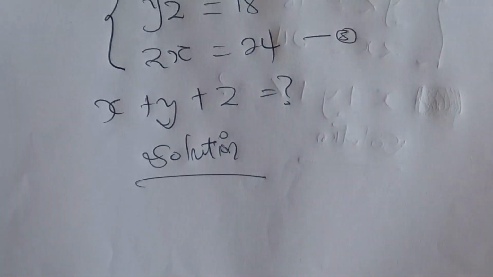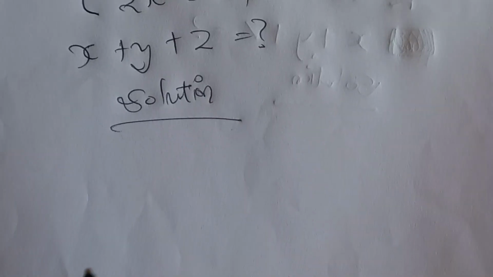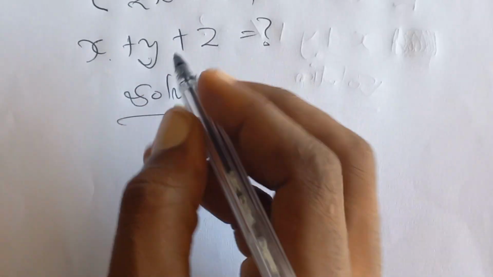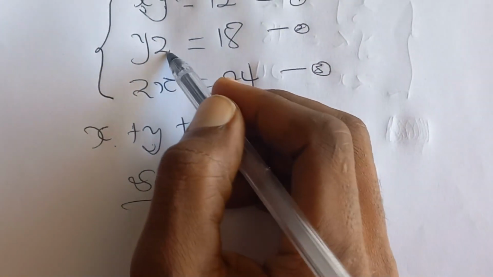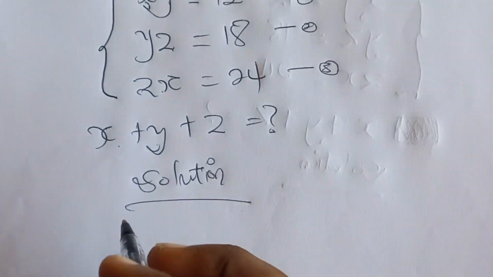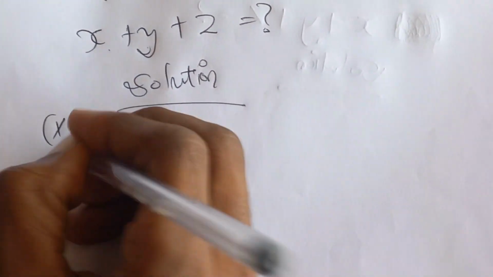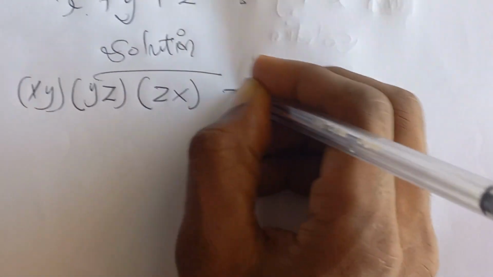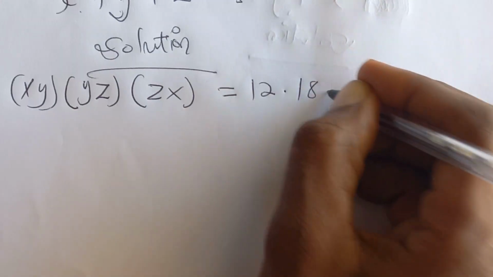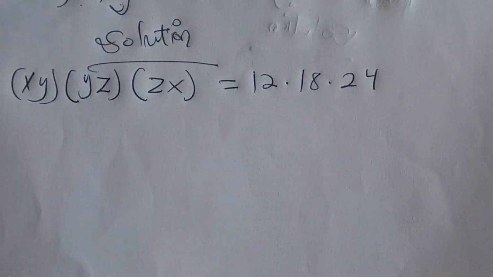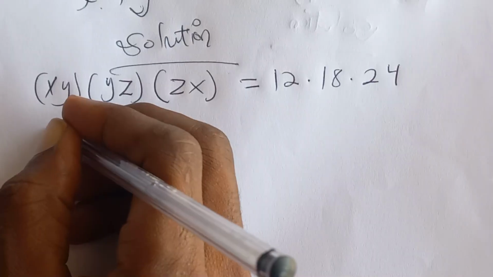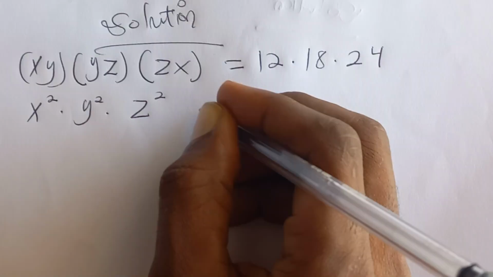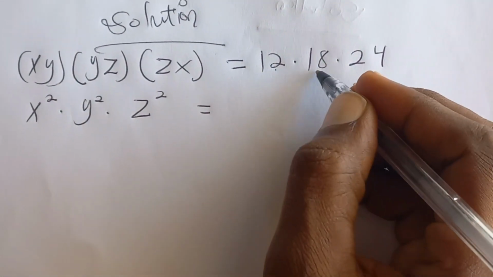So we are looking at this equation. We have to solve and find x plus y plus z. From here, you can multiply equation 1 by equation 2 and by equation 3. Doing that, we are going to get xy multiplied by yz multiplied by zx, which is equal to 12 multiplied by 18 multiplied by 24. To simplify this, we get x squared multiplied by y squared multiplied by z squared, which is equal to 12 times 18 times 24.